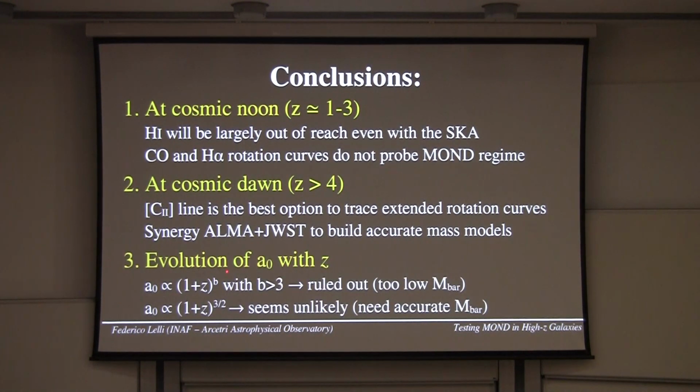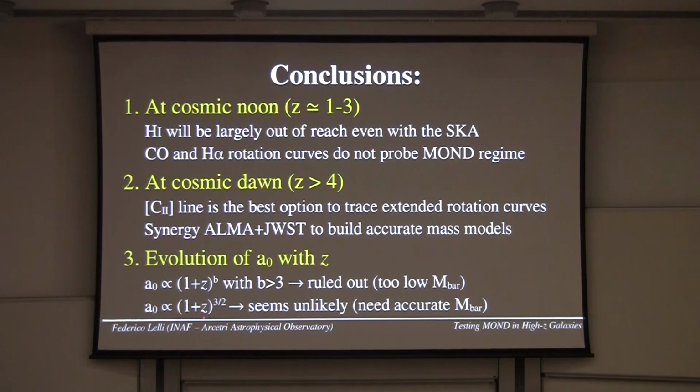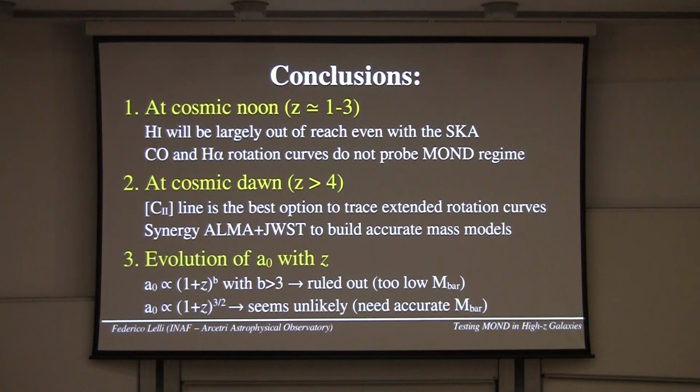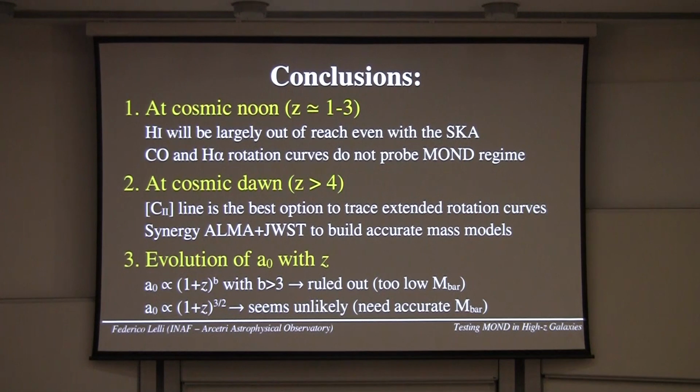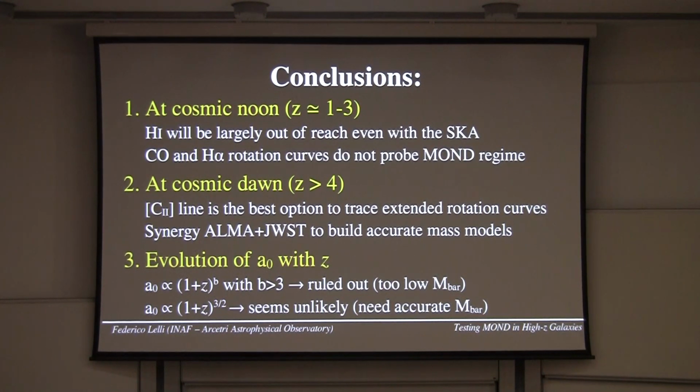And finally, about the evolution of A0 with redshift, what we can say at the moment is that a very strong evolution is ruled out, not by the rotation curve fit itself, but because we get baryonic masses that are uncomfortably low, whereas a more mild evolution, I would say, is still on the table, but it smells funny, because, again, the masses are a bit low, but to really test this, we have to improve our understanding of gas masses in this redshift window.